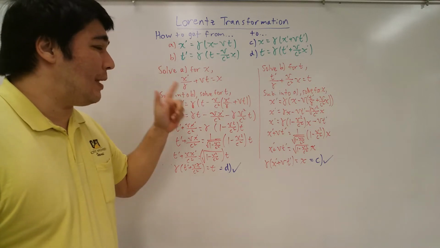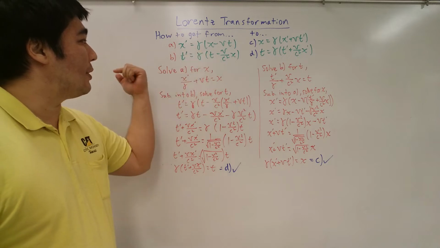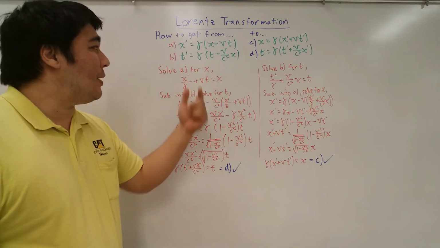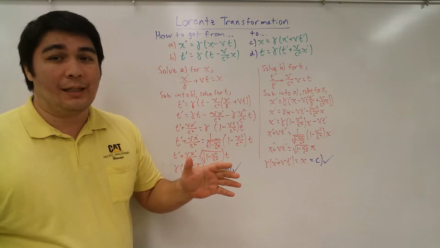So I said I'm going to solve A for x. I did that. I just divided both sides of the equation by gamma, added vt to both sides, and there you go. Got my result. Very easy, but not very telling at this point.